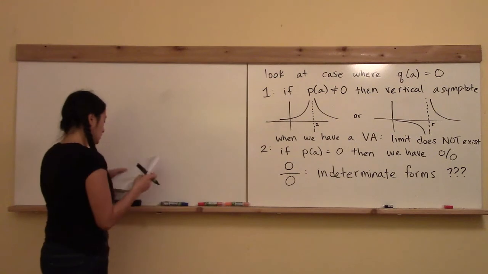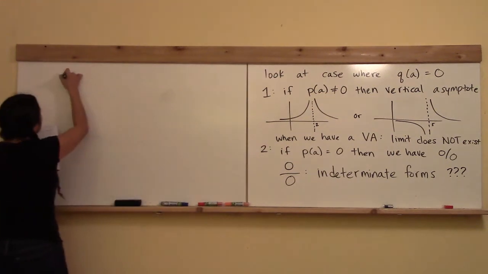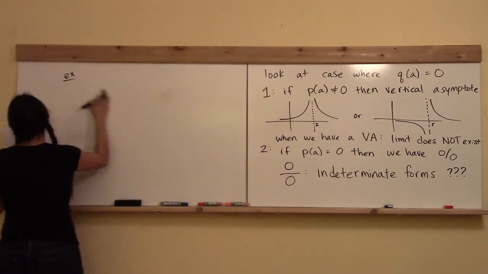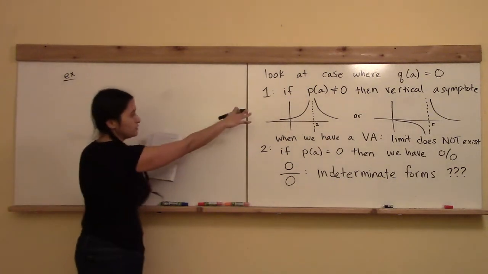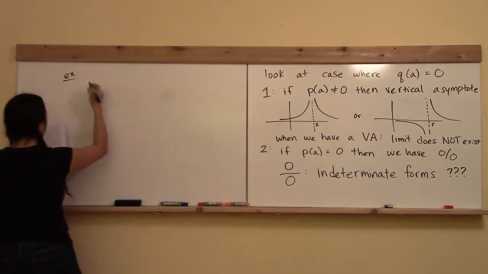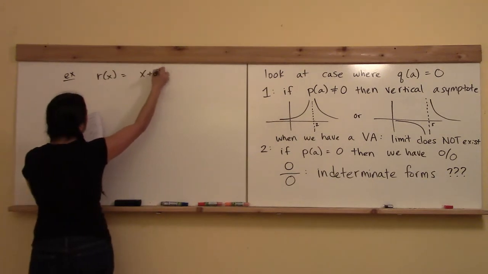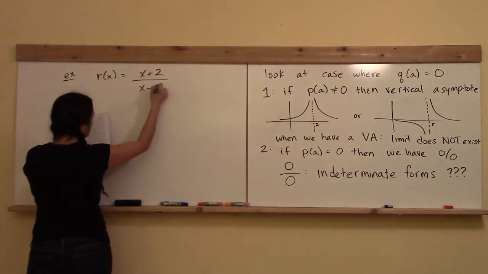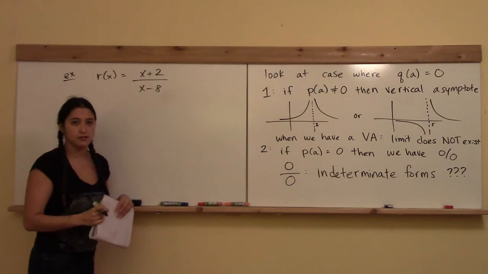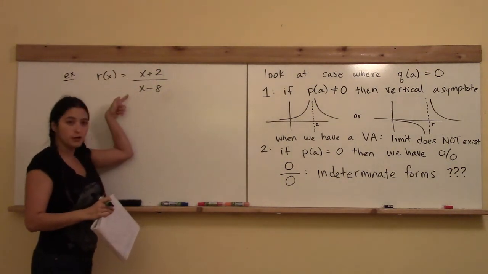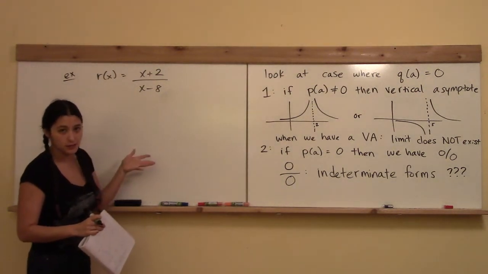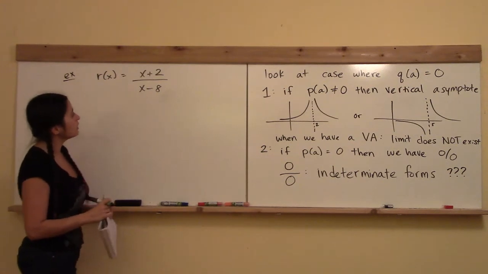Okay? So let's look at an example of a couple of these different things. Now, I'll start with case 1 to make sure that everybody understands that. Let's say that we have the rational function, the ratio of 2 polynomials, x plus 2 over x minus 8. Okay, notice that there's a poly on top, poly on bottom. They both happen to be linear, so I've got the ratio of 2 lines here.